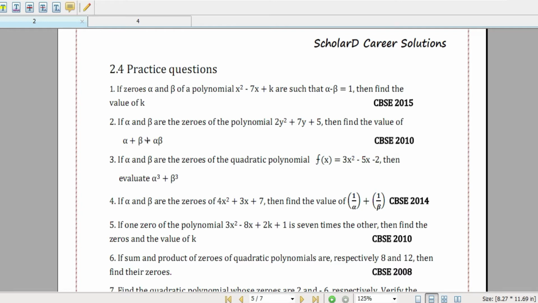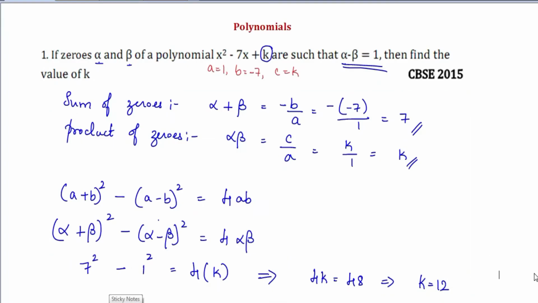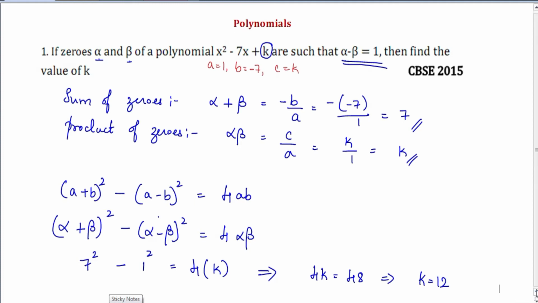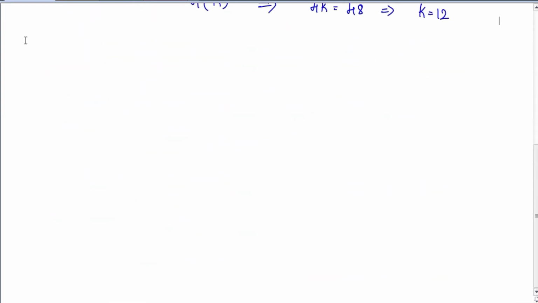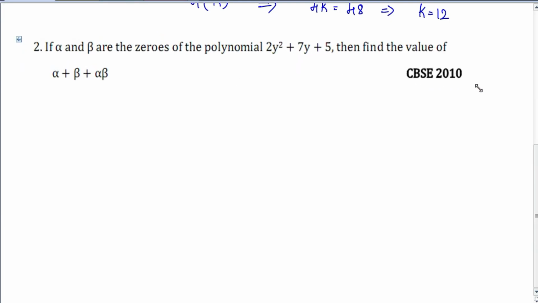So this is also similar. Alpha and beta are zeros of the polynomial, then find the value of this expression. They have asked you to find the value of this result. There are two ways of solving this. Yes, so we have the question ready. So there are two ways of solving it. What is it? Method 1. In method 1, find alpha and beta.